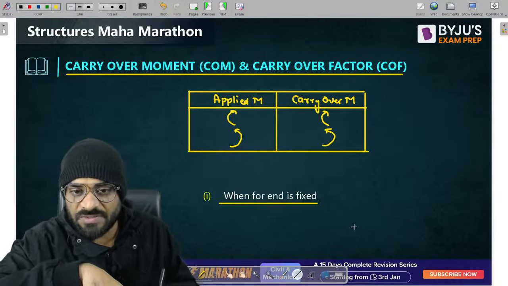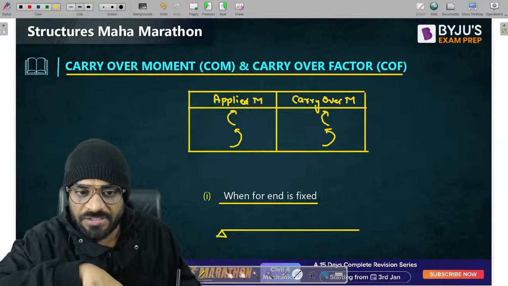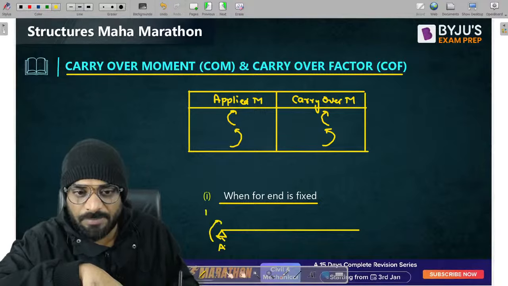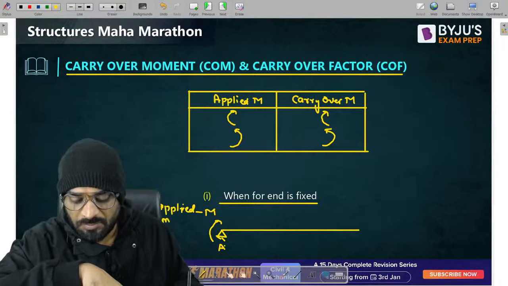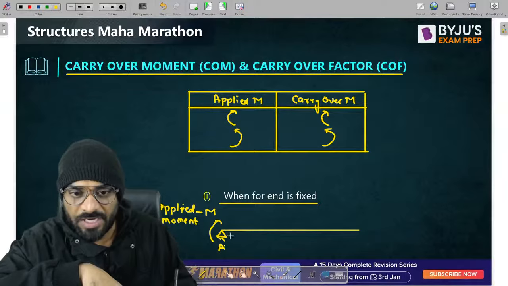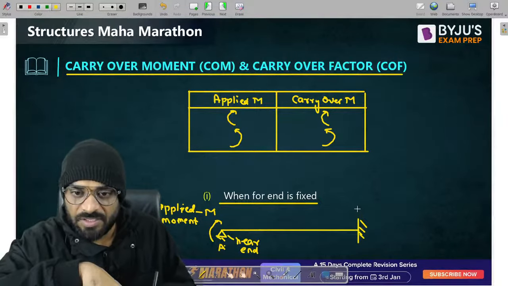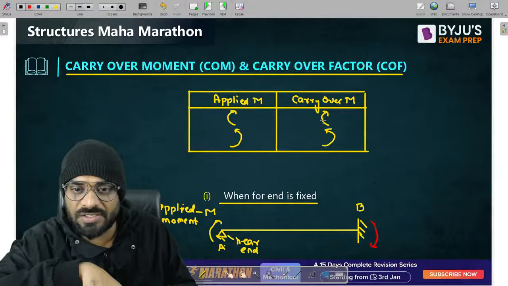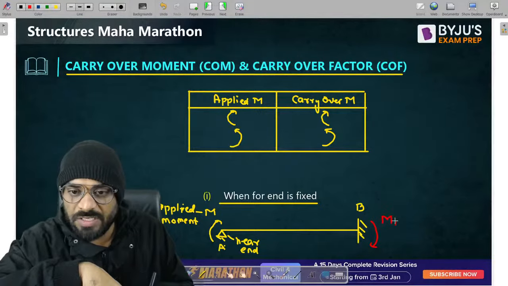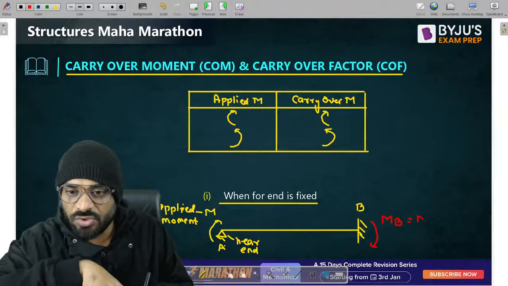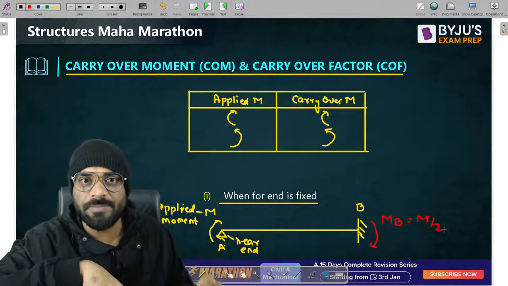Now tell me guys, when the far end is fixed, you have applied a certain moment that is equal to M. Let us consider this is the near end, and at the near end we have applied the moment M. Now let us consider this one is the far end. So at the far end, if it is fixed, then what should be the value of moment and what should be the direction? The direction will remain the same. If it is clockwise, then it is also clockwise. So MB is equal to how much? It is half of this. So it will be equal to M by 2.